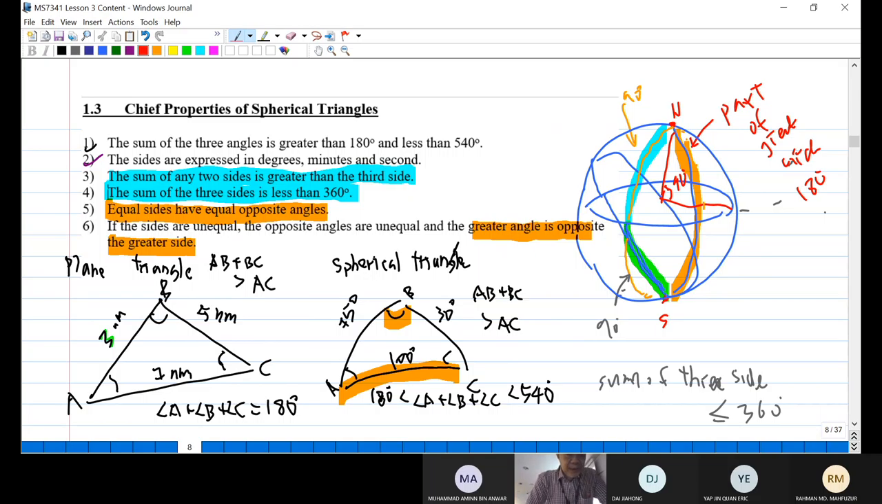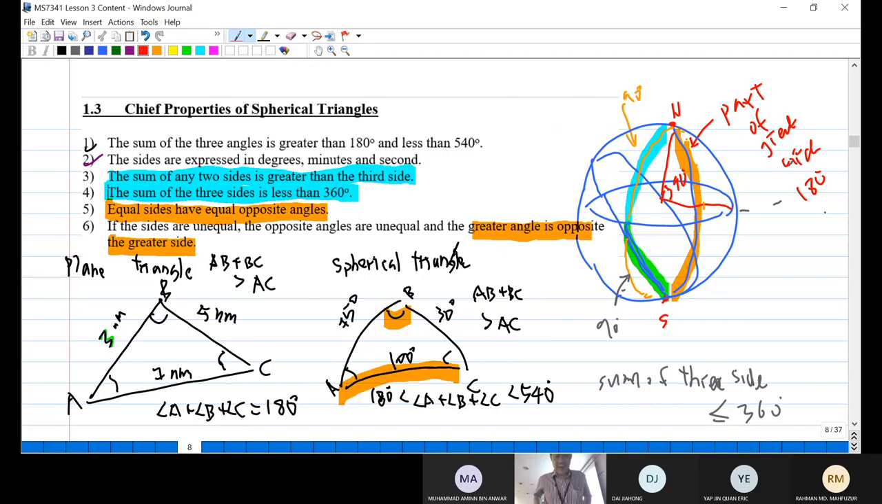Okay, so what else can I say? The sum of any two sides is greater than the third side. This normally happens in a triangle, because a triangle has three sides. If you add two sides together, it must be greater than the third side. So this is expected for a triangle. This is also true for any triangle, not just a spherical triangle.